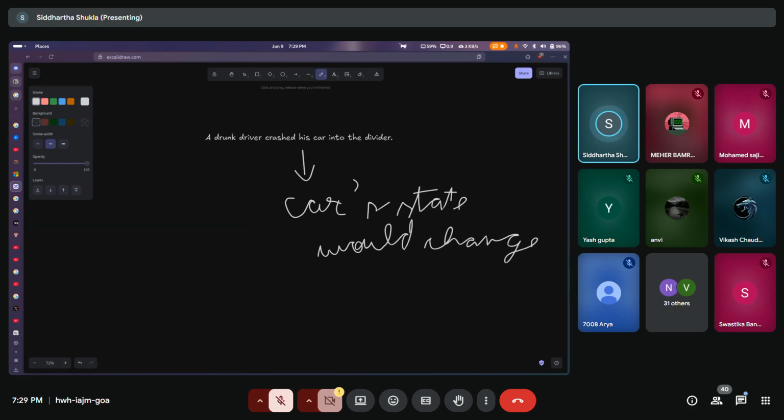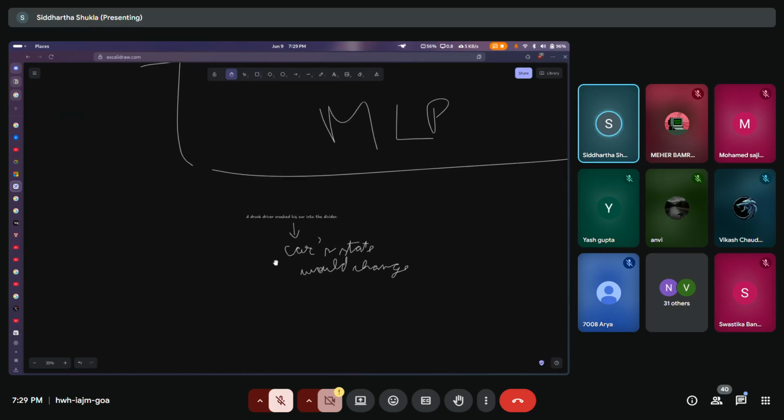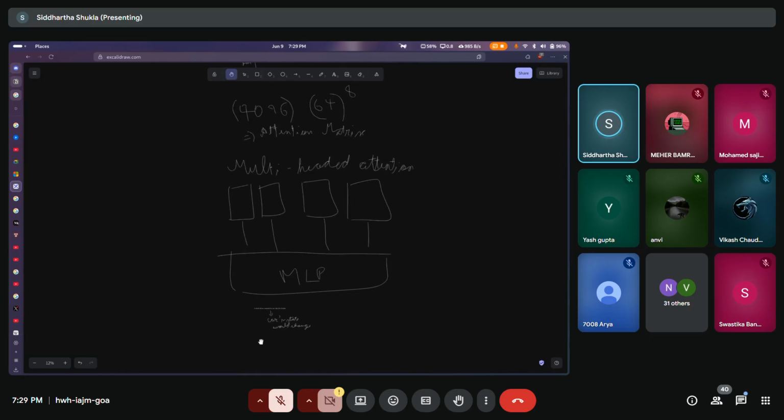The car's going to have tires punctured, or whatever happens, and the airbags are going to pop up. So that's why we need multi-headed attention to be able to absorb as much context from these sentences as we can, and that right there is how multi-headed attention works.